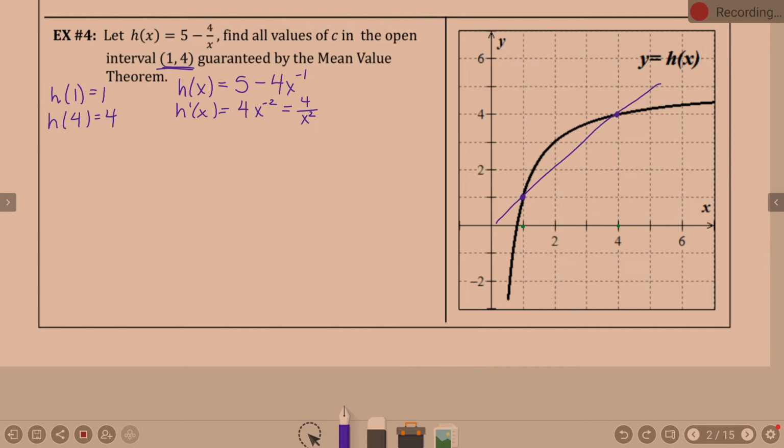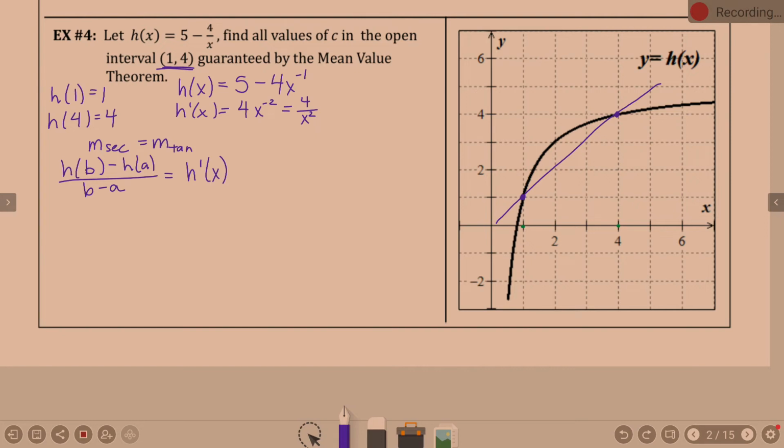Okay, so here's the idea. We want the slope of the secant line to equal the slope of the tangent line. So it's the idea of h of b minus h of a over b minus a equaling h prime of x. You don't have to write that out every time, but that's what we're always trying to do. Slope of the secant line, so that's finding your average rate of change using those endpoints, and we're going to set it equal to the derivative of the equation.